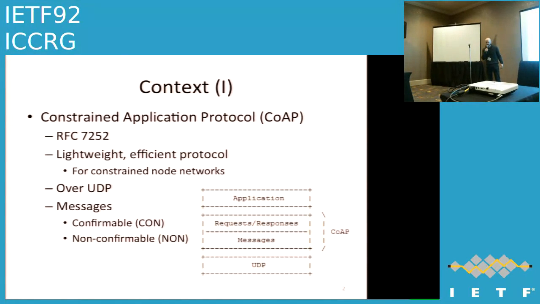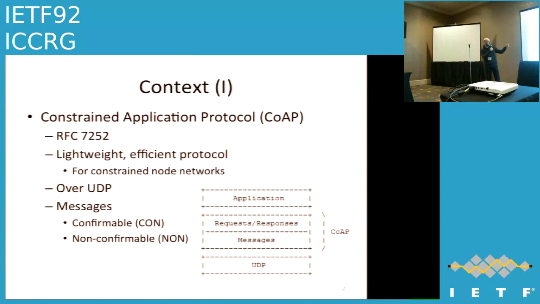Okay, first of all, a little bit of context. COCO is a mechanism intended for the Constrained Application Protocol, also known as CoAP, which is a lightweight, efficient protocol for manipulating resources in constrained node networks. CoAP runs over UDP by default, and CoAP defines requests and responses which are sent by clients and servers, respectively, and then these are handled by a lower sublayer, which is this messages sublayer shown in the slide, which mainly includes some transport layer functionality.